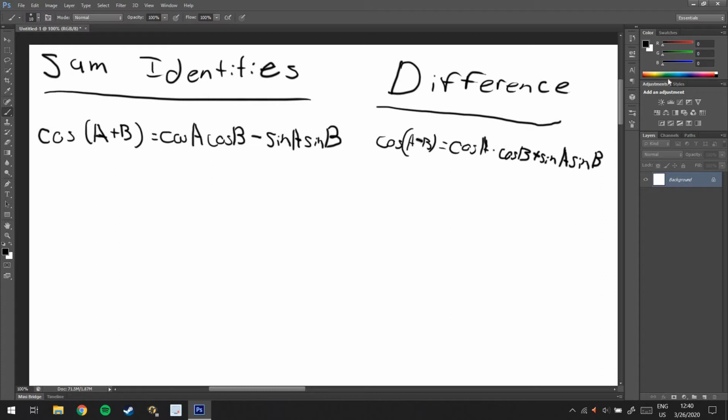So again, to point out, for cosine, we want the opposite sign. So it's always going to have the form cosine A, cosine B, and then sine A, sine B. If it's A plus B, it's going to be the cosines minus the sines. If it's A minus B, it's going to be the cosines plus the sines.